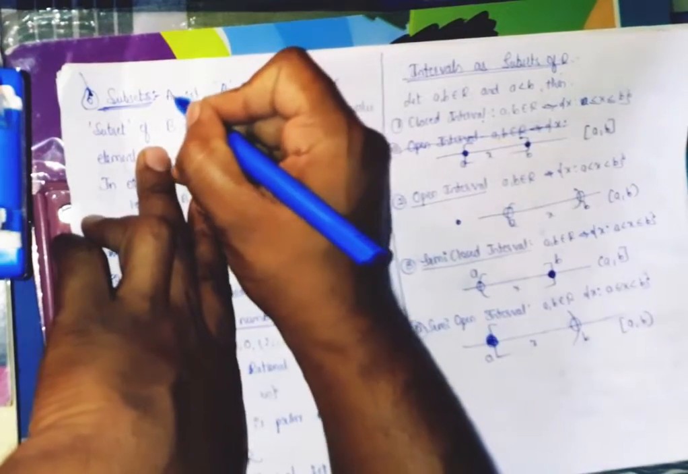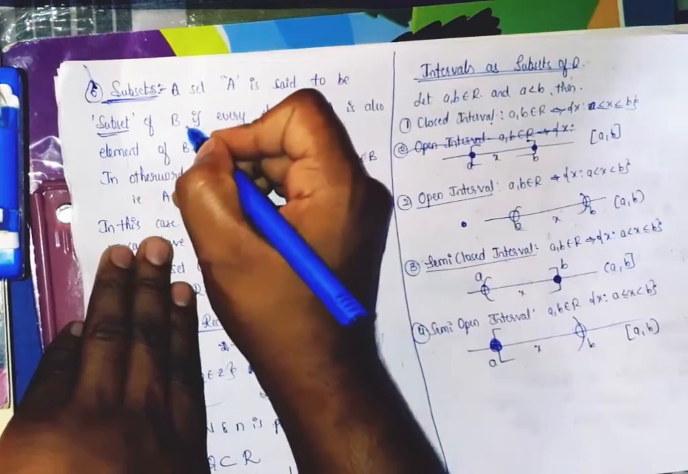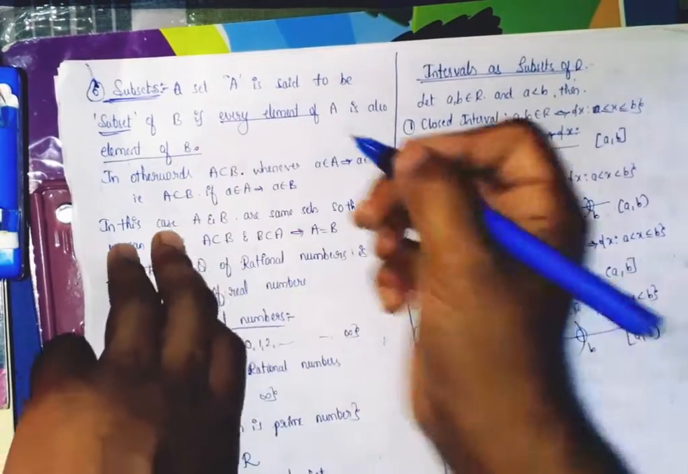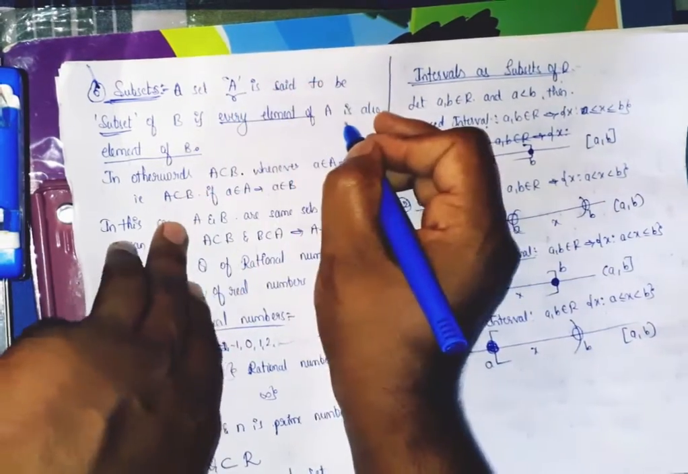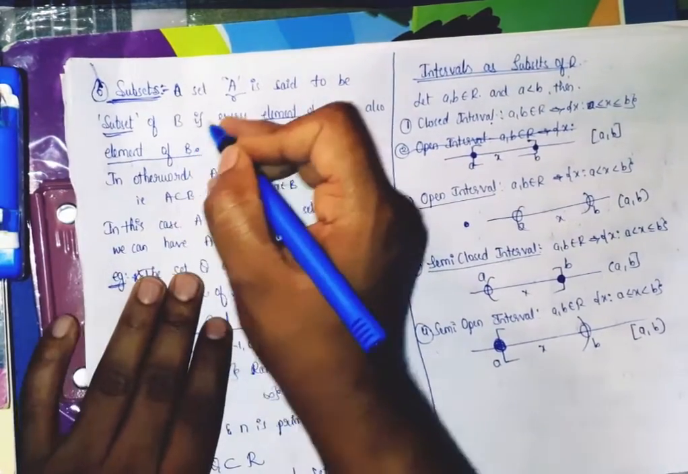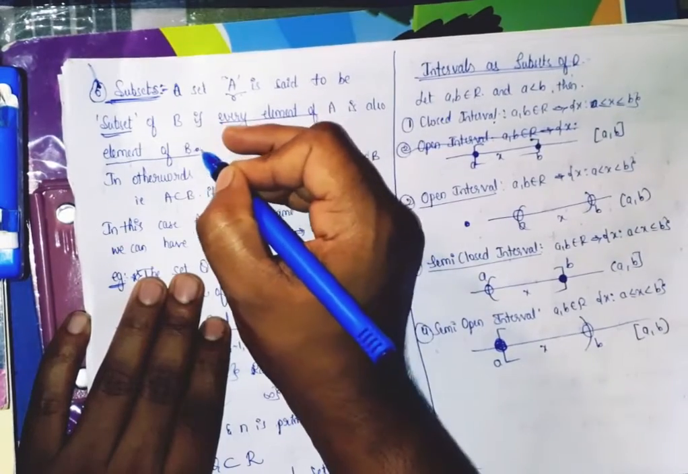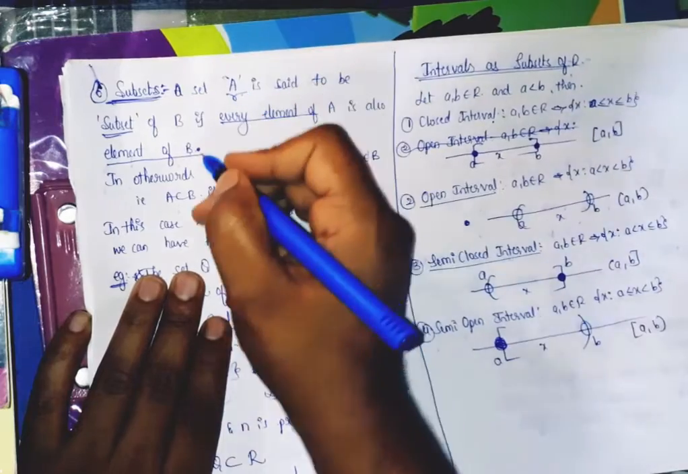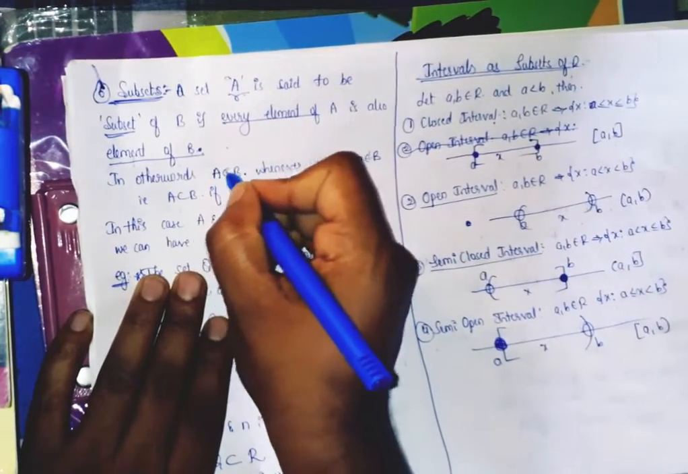Okay, a set A is said to be a subset of B if every element of A is also an element of B. Means whatever elements are contained in A must also be elements of B. In other words, we can say A is a subset of B.